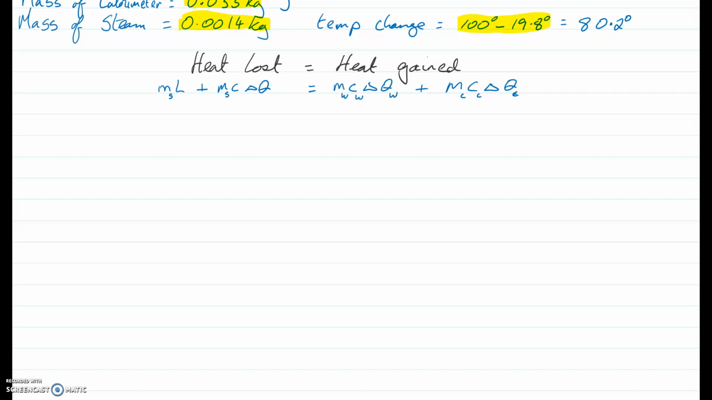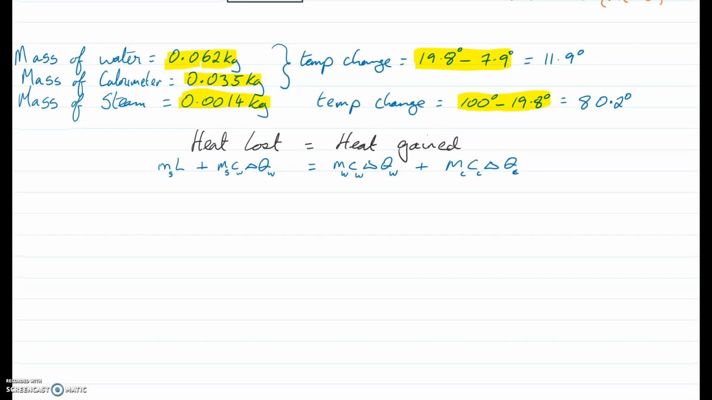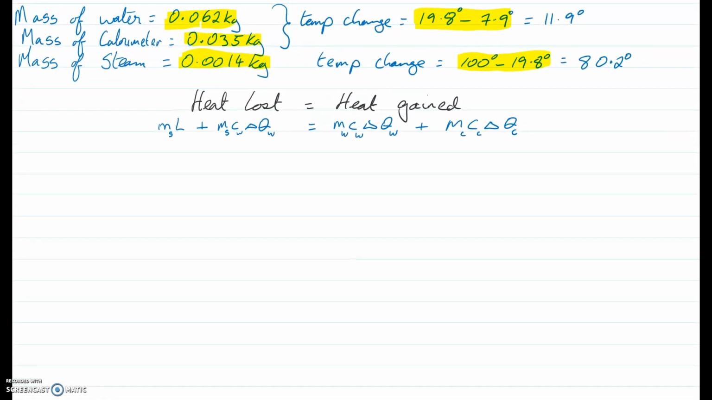Change in temperature of your water, change in temperature of your calorimeter. So now watch this here. Don't put S over here because this is water. So it's the mass of the steam, but it's the specific heat capacity of water. And then the change in temperature of your water over here. I would say to do that, to be honest. It definitely looks a lot better in your Leaving Cert if you have those subscripts in there.